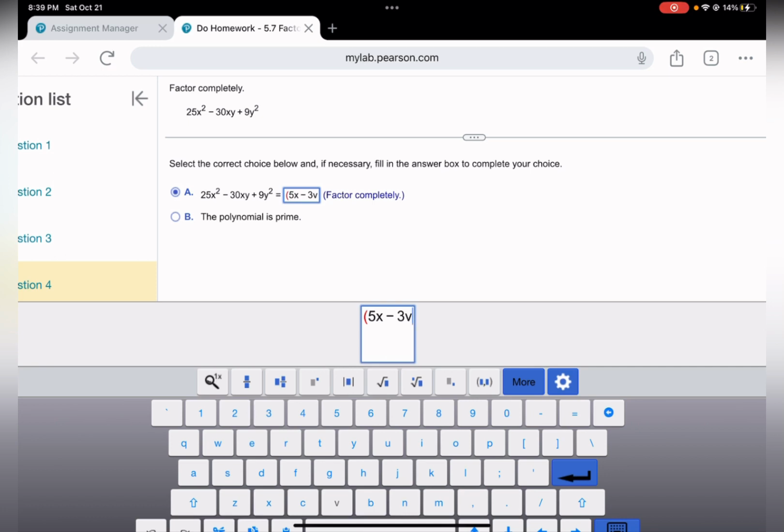Okay. Closing parenthesis. Let me put power 2 also, and then we check 2ab. Oh, here I have, and it has to be y. Okay. Now let's check this negative 30xy. 2 times 5x, it's going to be 10x, and times 3, it's going to be 30xy. And indeed, we have 30xy, so this version of answer is correct.